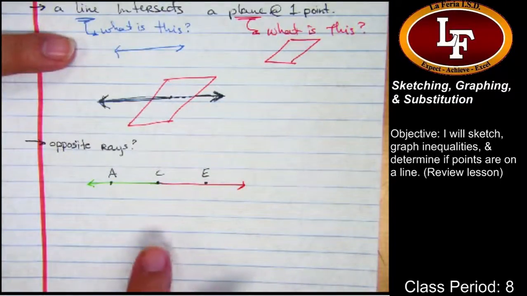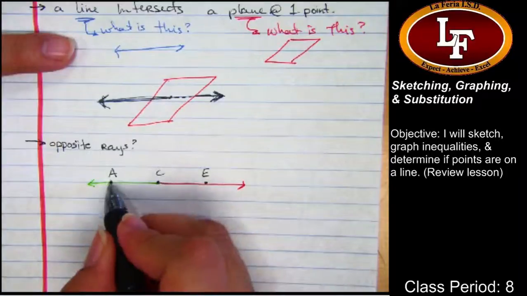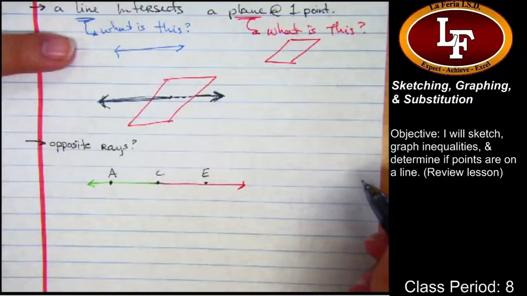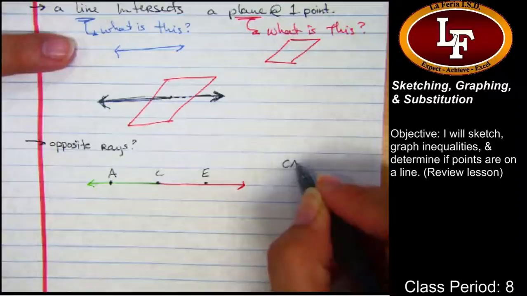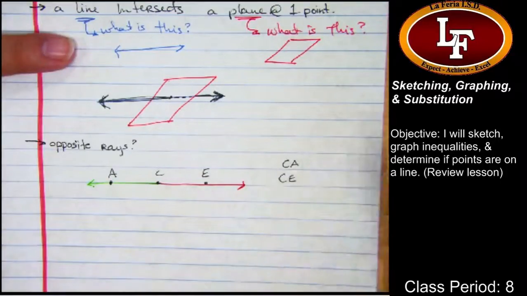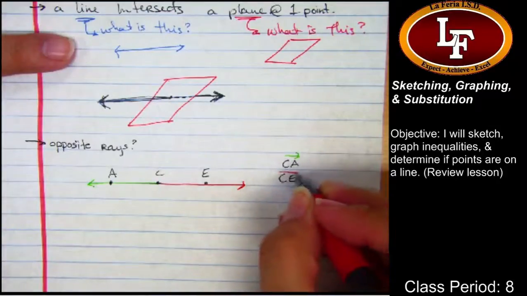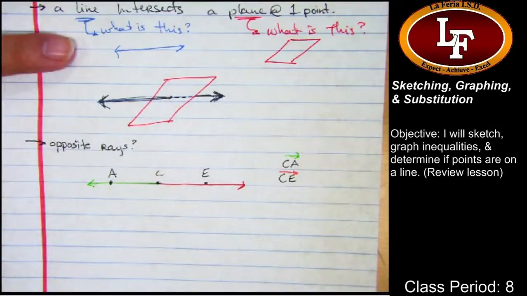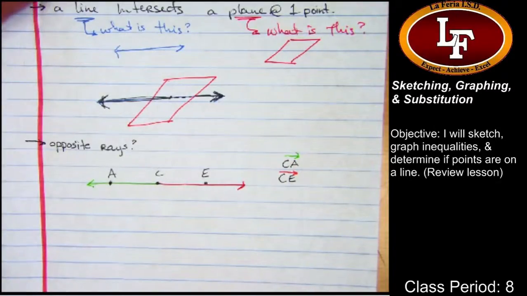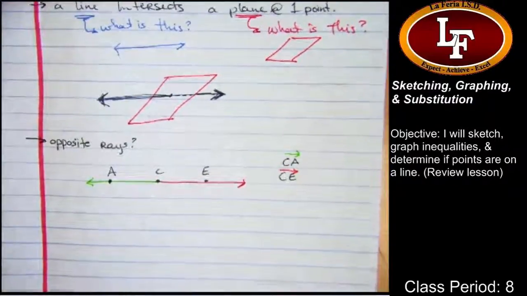So what are the names of the opposite rays? Can you see the 2 different colored rays on there? Yes, ma'am. So please name me the opposite rays in this picture. CA and CE. CA is the green ray, CE is the red ray. Does that make sense for opposite rays, the few of you who are concerned about opposite rays? Yes. Fantastic, thank you very much. That's right.